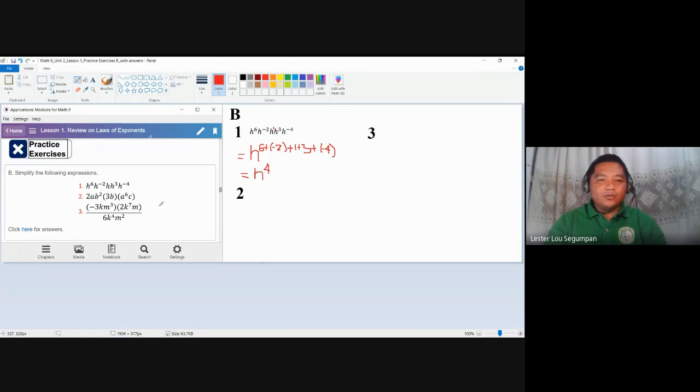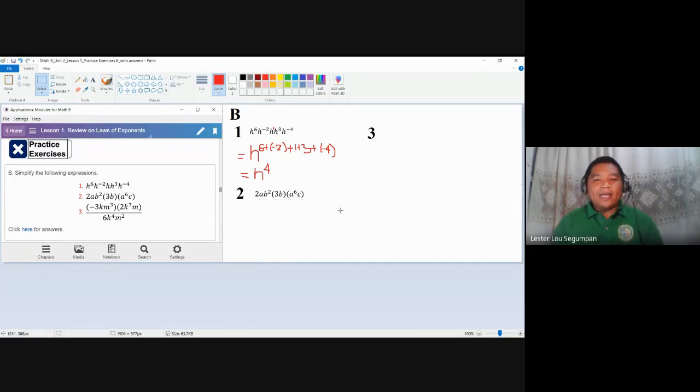As for number 2, we are still going to use the multiplication law here, but we need to understand that we have different exponentiations here. At the same time, we also included numerical coefficients. So let us copy this first. Let me copy this first here before I give you the important points.